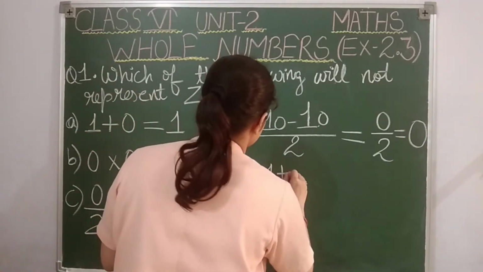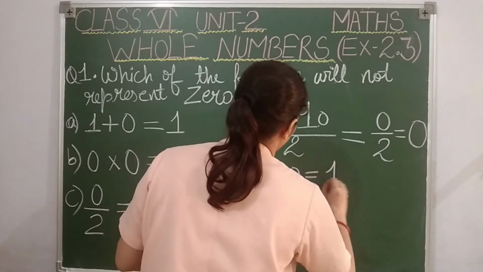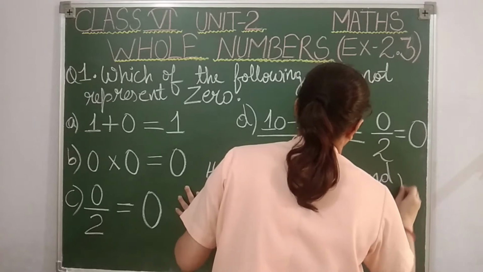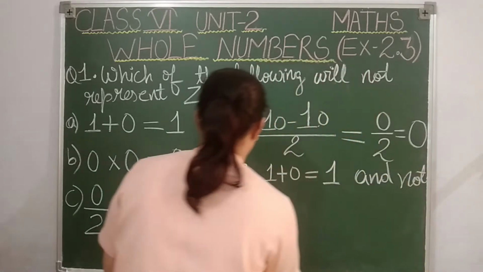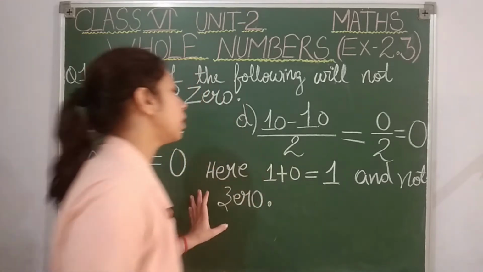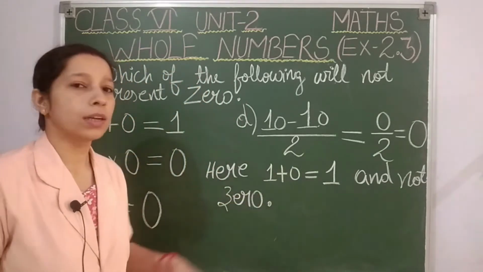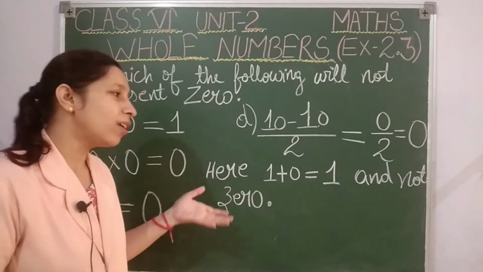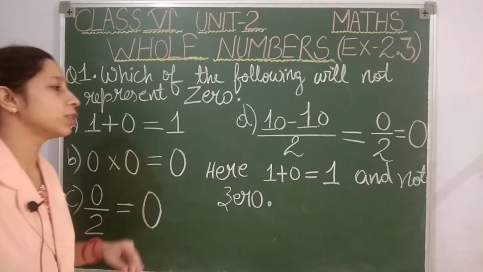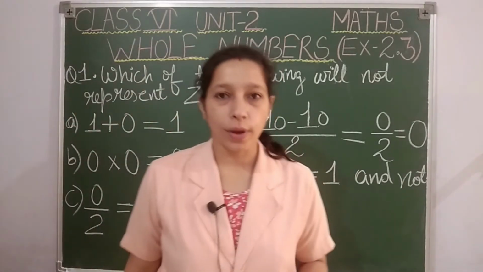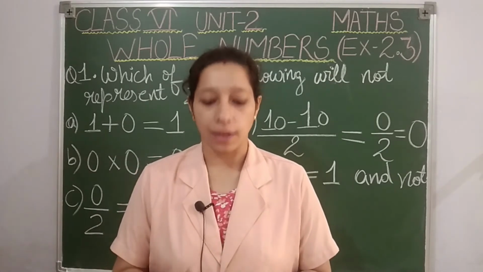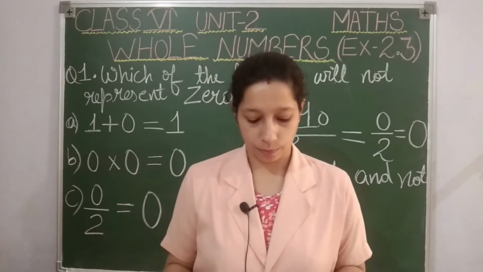1 plus 0 is equals to 1 and not 0. Okay, like this we can show here 1 plus 0 is equals to 1 and not 0, means either you can write or you can leave also, because here we have shown that on adding these two numbers we are getting 1. Clear students? So this was your question number 1 from exercise 2.3. Let us continue with question number 2 students.